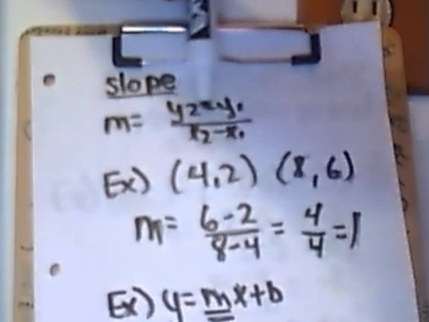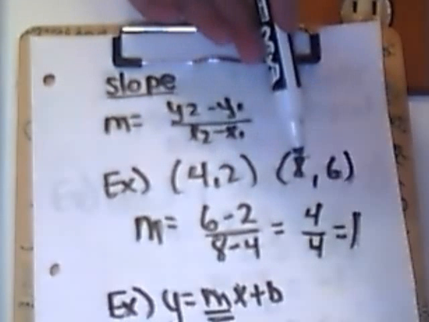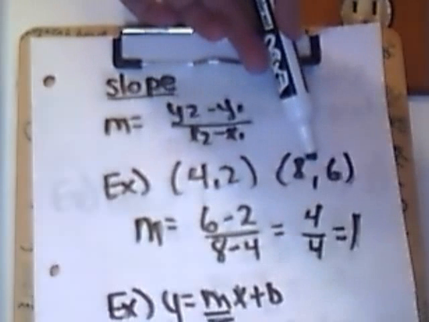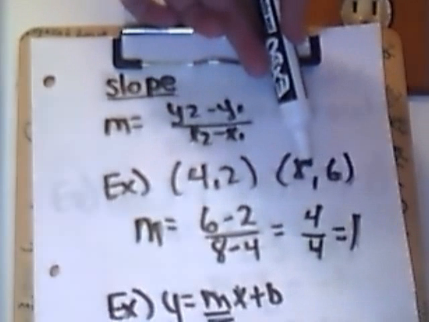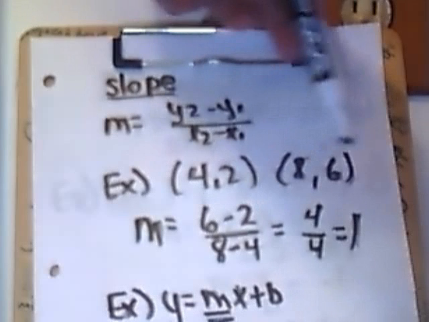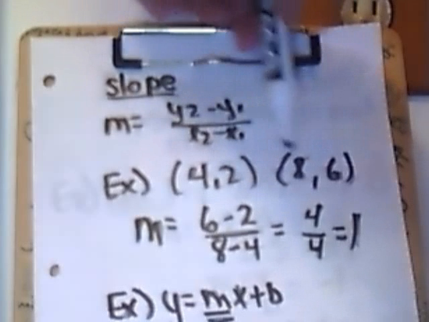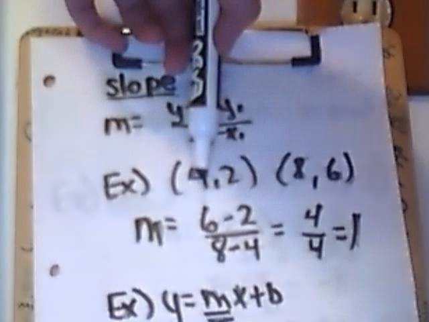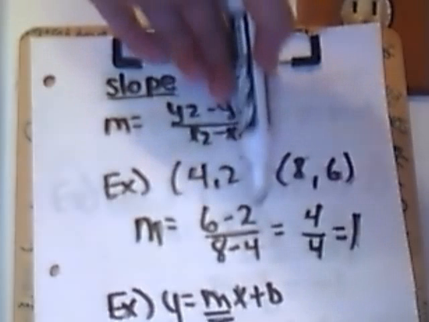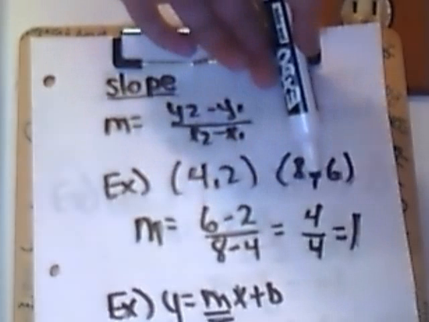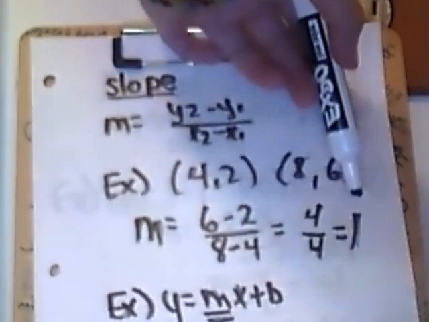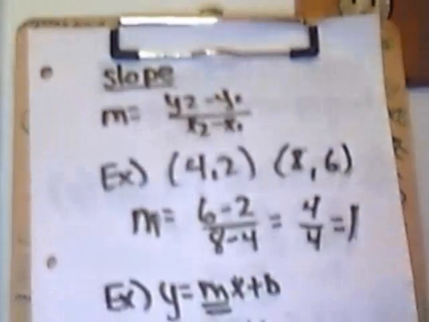Alright, let's say for example you have the points 4, 2, and 8, 6 that make up a line. If I wanted to find the slope, I'd plug in my points, so I would do y2 minus y1 over x2 minus x1, so that would give me 6 minus 2 over 8 minus 4. Well, that gives me 4 over 4, which reduces to 1. So that's finding the slope between 2 points.